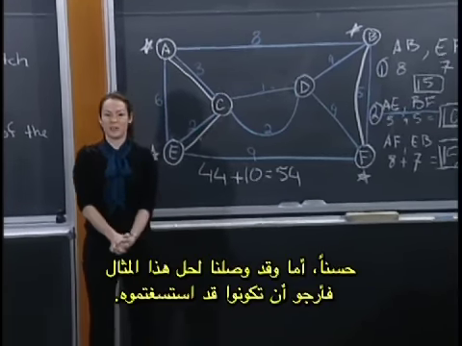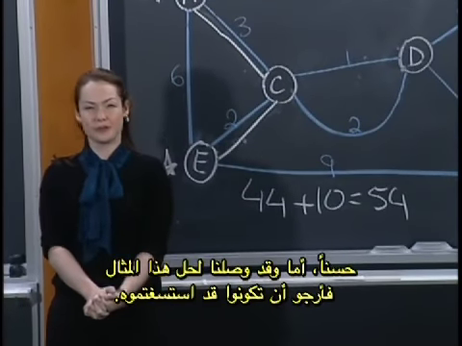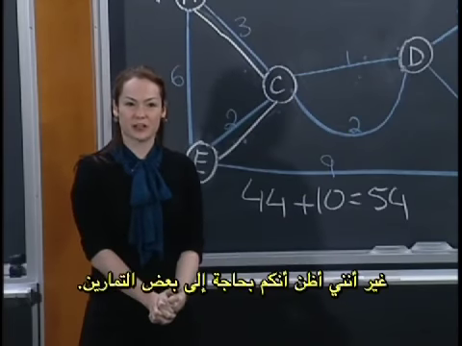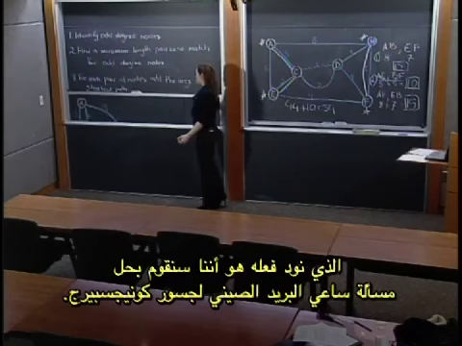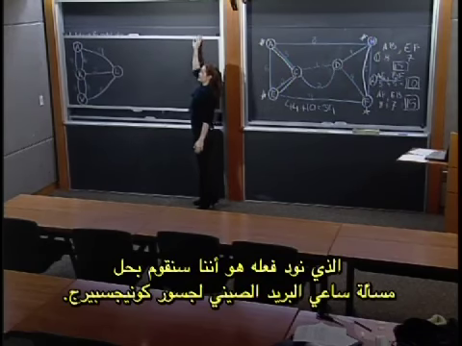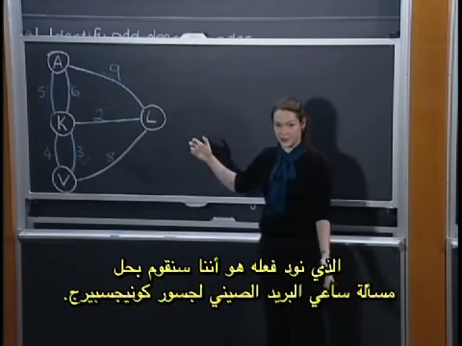Okay, now we have come up with a solution to our example, and hopefully you feel pretty comfortable with it, but I'm guessing you want a little bit more practice. So what we're going to do is solve the Chinese Postman problem for the bridges of Königsberg.